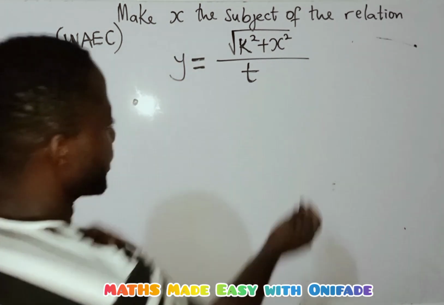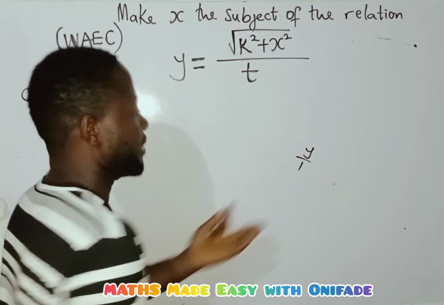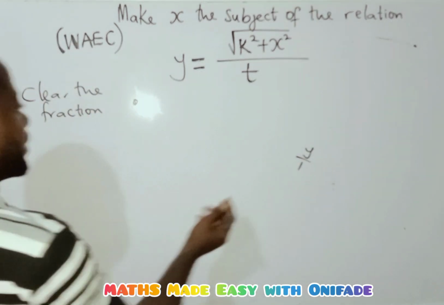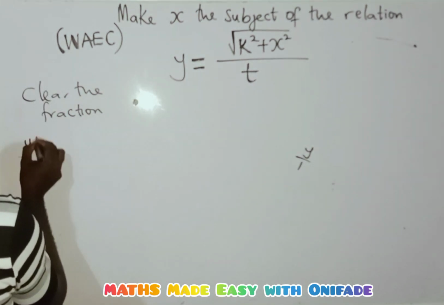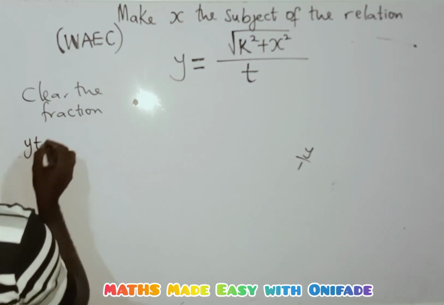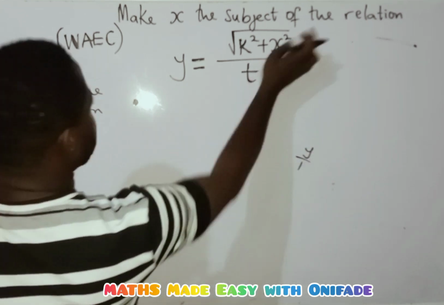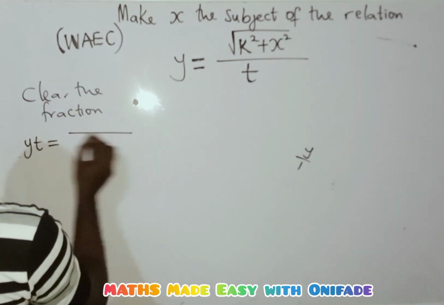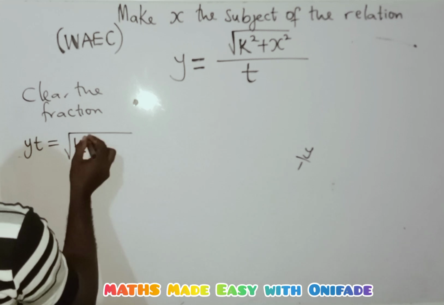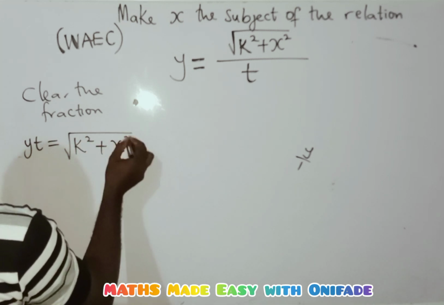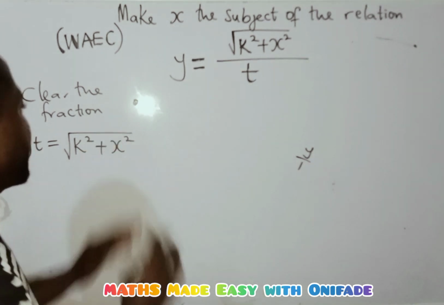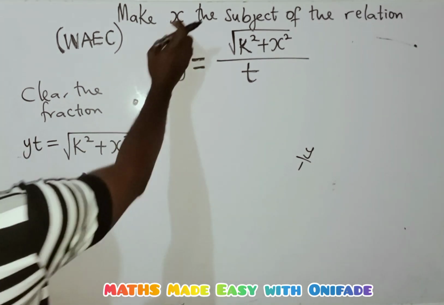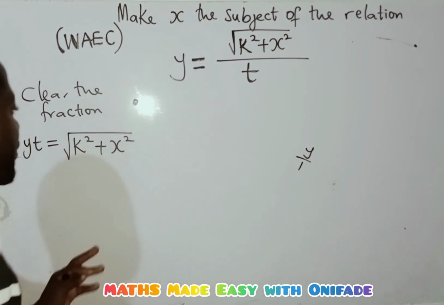This y simply means y over 1. So in that case, the y will multiply the t, and I'm going to have yt. Y will multiply this, so it will still remain square root of k squared plus s squared. Now, we have successfully cleared the fraction. Now the next thing to do, don't forget, we want to make s the subject of the formula.